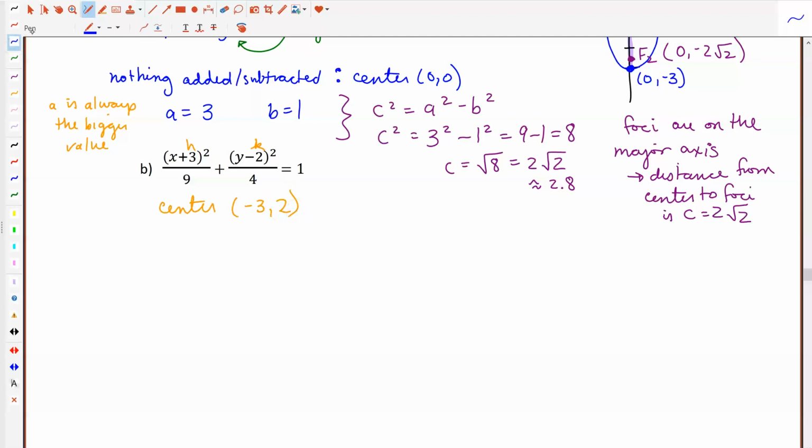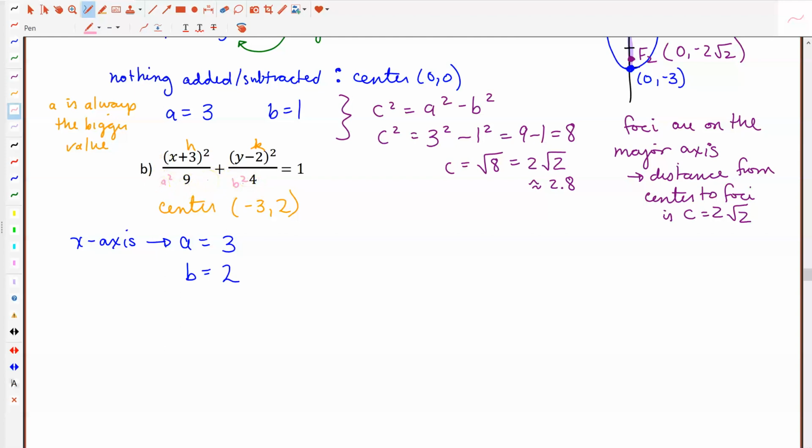Other pieces of information I'm seeing: A is going to be 3, B is 2, and my value for A is going to be associated with the x-axis, because that bigger number is associated with the x variable. So remember, this is your a squared, and that's your b squared. First you just have to find out which one's bigger so you know which one to call a and which one to call b.